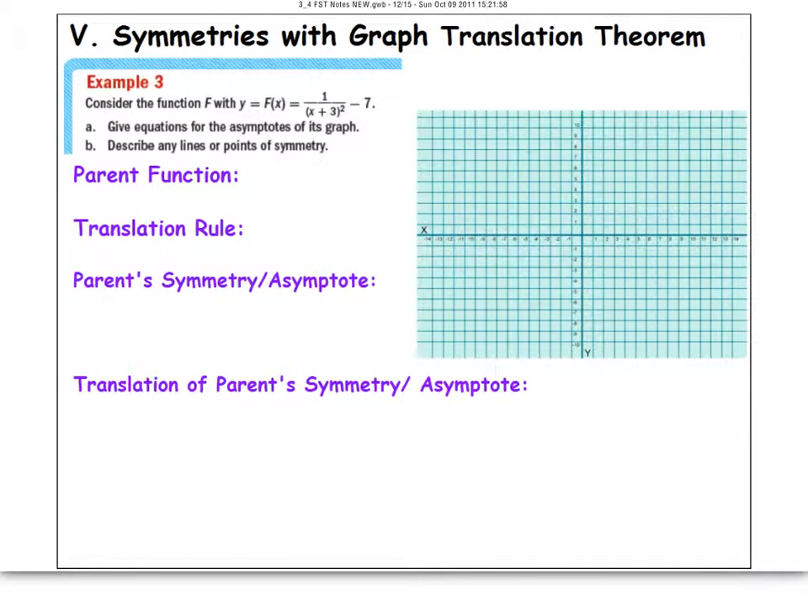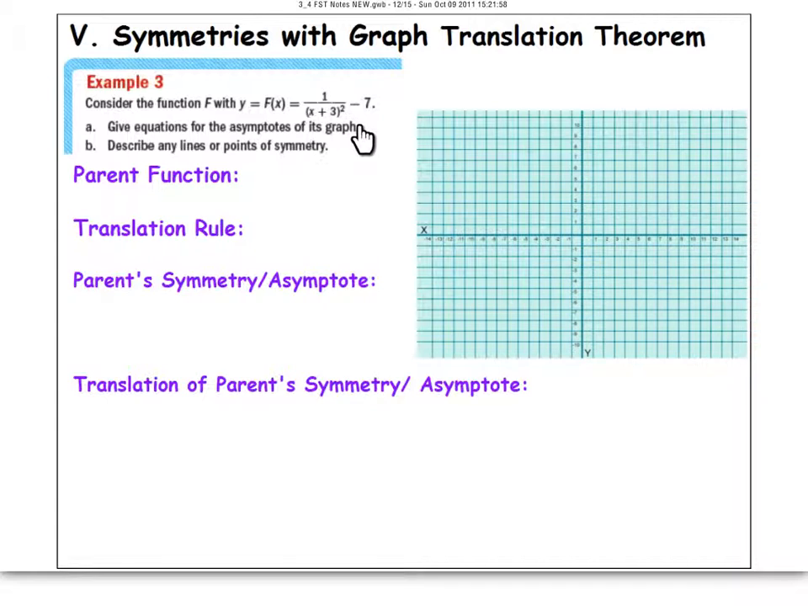Now, learning objective C wants us to define what kind of symmetry a graph has, that is rotational or reflective, and to actually state where it happens. So let's consider this function up here, this f of x. They want us to give the equations for the asymptotes of the graph and then describe any lines or points of symmetry.